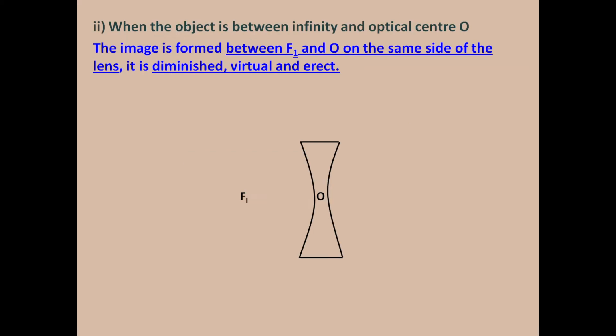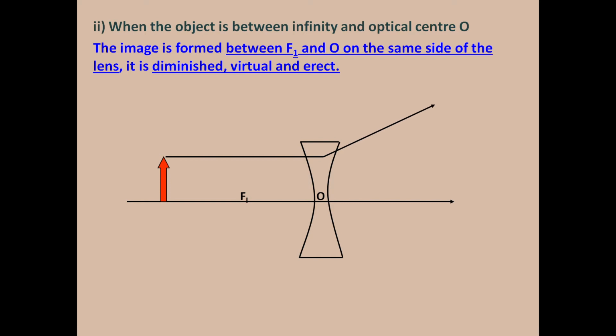Case 2, when the object is between infinity and the optical center O. What does it mean? It means that the object is lying anywhere on the principal axis. Here in this case, say this is the object, first ray of light parallel to principal axis, and then it diverges. Second ray of light passing through optical center. Now these two rays, after refraction, they will not meet at all.